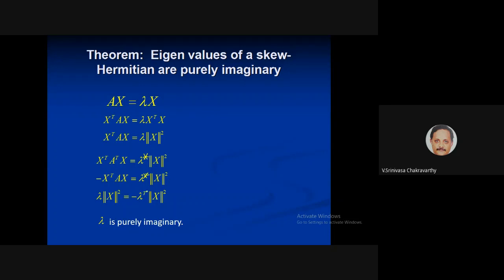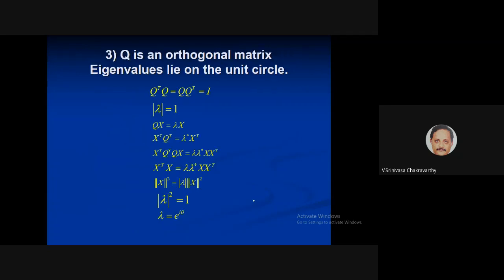So therefore you get lambda is equal to minus lambda star, which means lambda is purely imaginary. Now there's a third theorem about the eigenvalues of a matrix called an orthogonal matrix. If Q is an orthogonal matrix, then it is defined as Q transpose, its transpose, is its inverse. So therefore Q transpose Q is equal to QQ transpose is equal to I, the identity matrix. For such a matrix, eigenvalues lie on the unit circle, that is mod lambda is equal to 1.